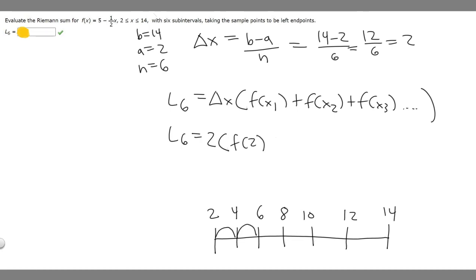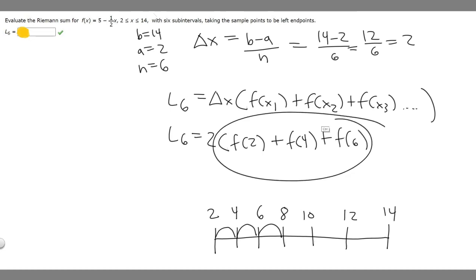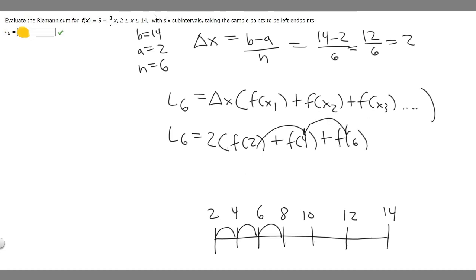So now we want to add the next interval, and we're going to start with the smallest value. So the left endpoint is just where we start. So it's going to be f of 4. And then the next one starts at 6, so f of 6. And you want to do this the number of times you have the interval. So this is going to be f of 2 plus f of 4 plus f of 6 plus f of 8. And then I'm going to move down because I don't have enough room. Plus f of 10, right? Because we're just taking the smallest values.